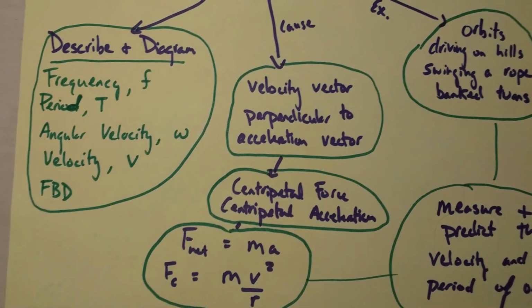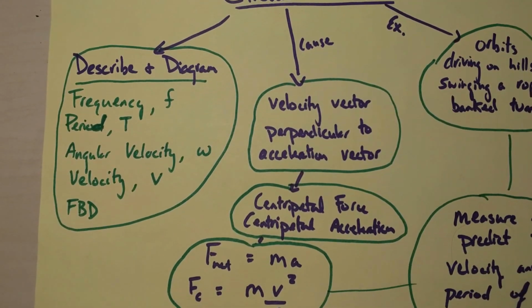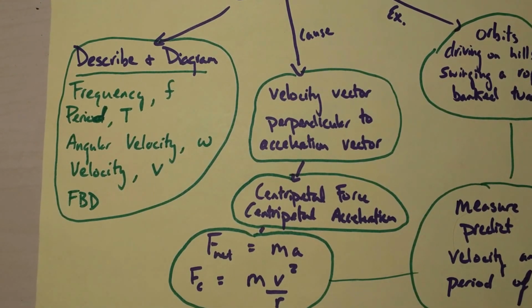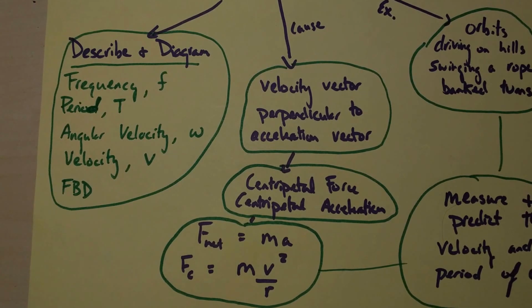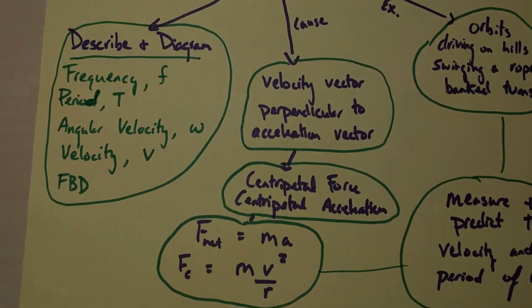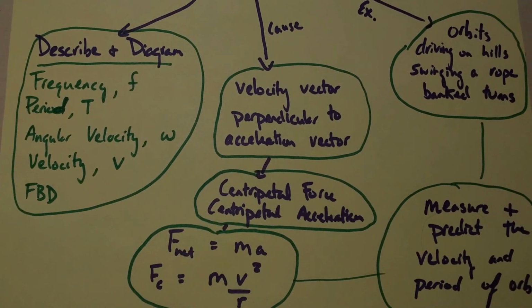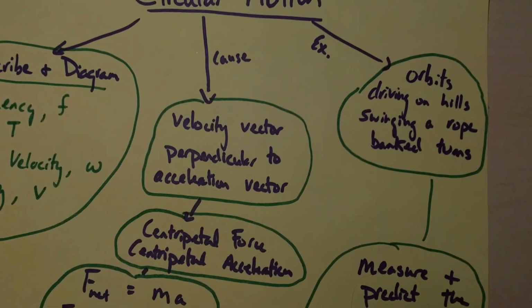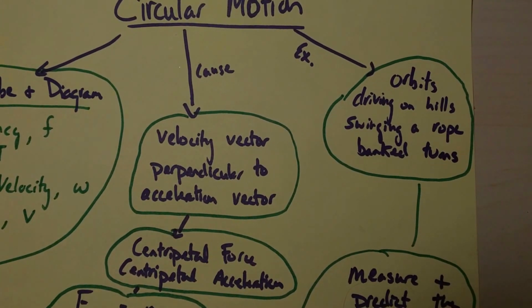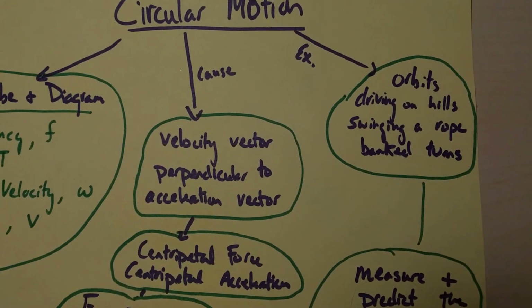So we would use Newton's second law, F net equals ma, but our a is a centripetal acceleration, and centripetal acceleration is v squared over r. So our centripetal force is mv squared over r. That's how we're going to analyze things that are moving in circles. The examples given in class were orbits, driving over hills, swinging a rope, and bank turns. We're going to look at two examples from the review questions.